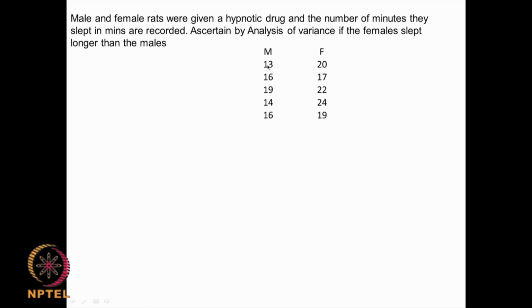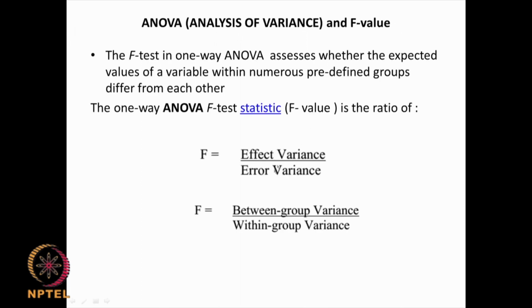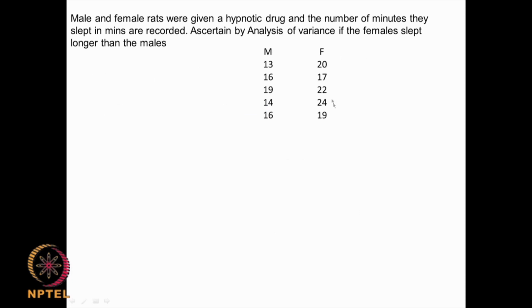So, obviously I want to know if the female slept longer than the males. The numerator in the F value will be between groups, that means between male and female, and within groups will be this. The variations happening here will come in the denominator, and the variations between these two groups will come in the numerator. So, we need to do some calculations and then finally divide one set of variance by another set of variance. It is quite simple, let us do it very systematically.